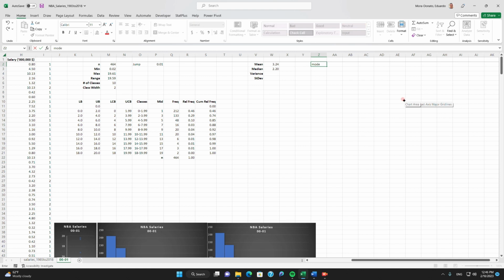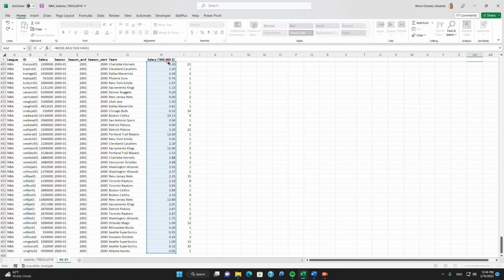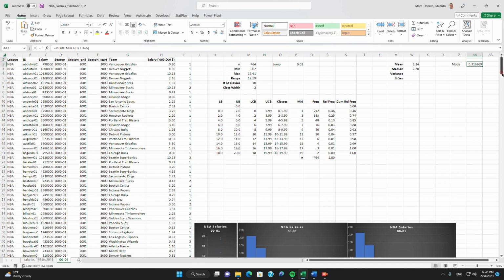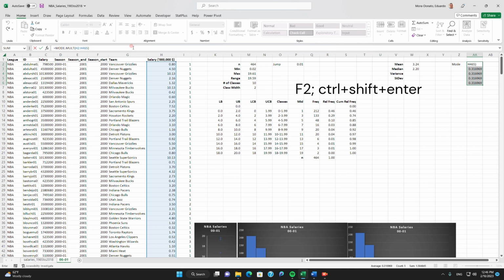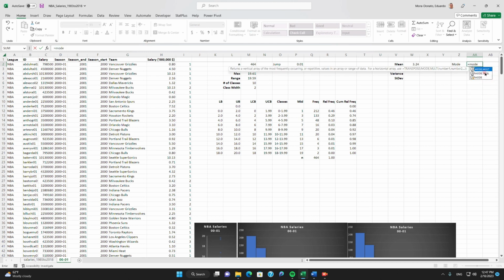Now sometimes the distribution is multimodal, so that's why I have this apart. So the mode. Okay, so I'm going to use the mode mult, just to identify if I have a multimodal data set. So I extend this and I'm going to recalculate. I'm going to do F2, Control Shift Enter, boom, and there is only one mode. So I'm going to use then mode single.